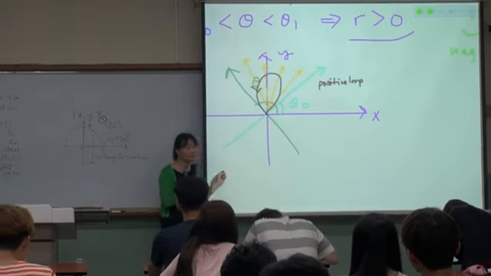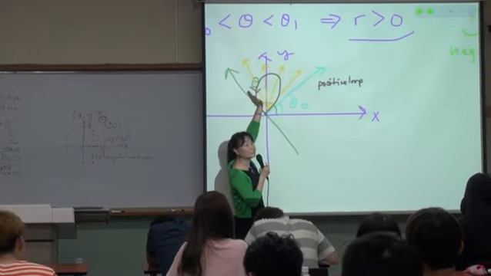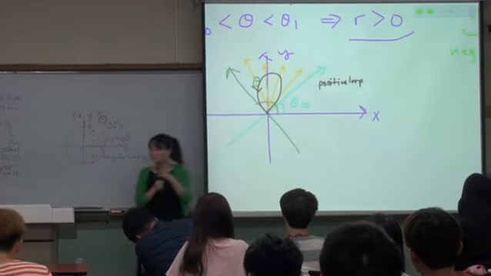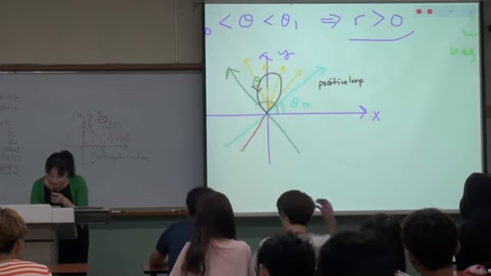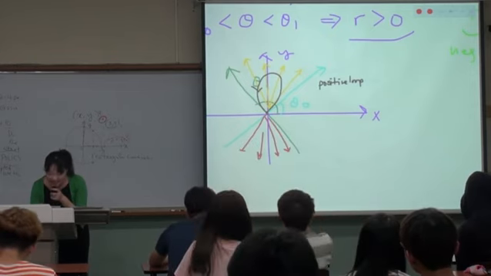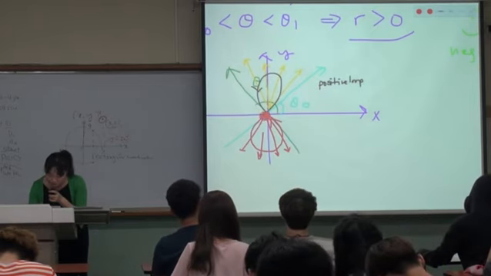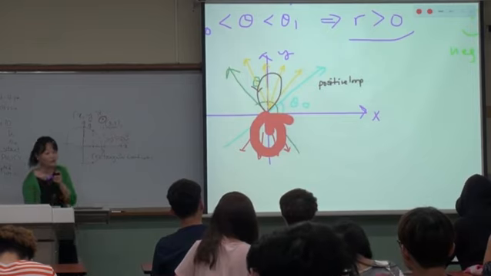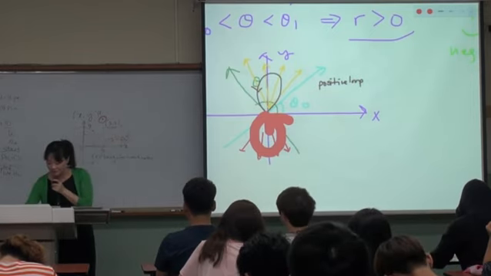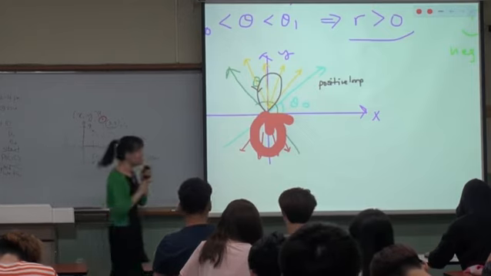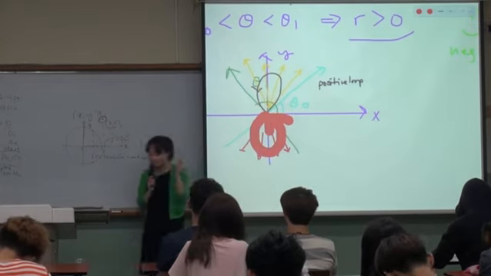Does that make sense? As theta increases from theta 0 to theta 1, r is negative. So it should be on this side. So as theta increases, it is a negative loop, so it must go like this. On the opposite side. Yeah. Okay. So we have positive loops and negative loops. That is because it is a continuous function, so it is of one sign between two successive zeros.